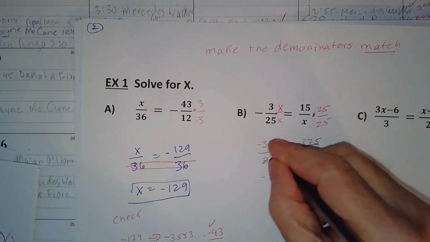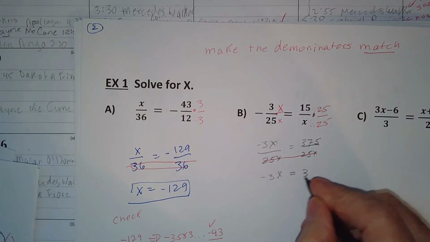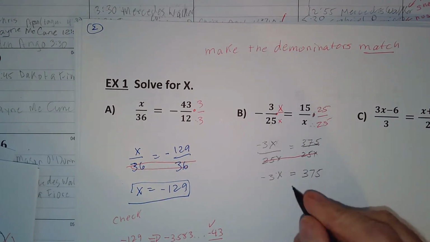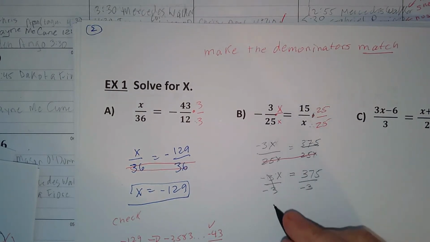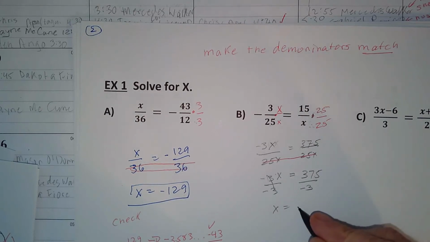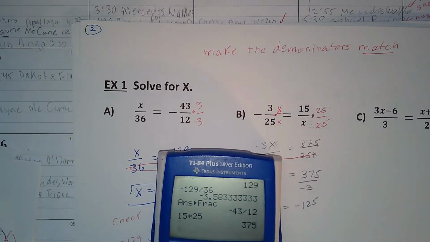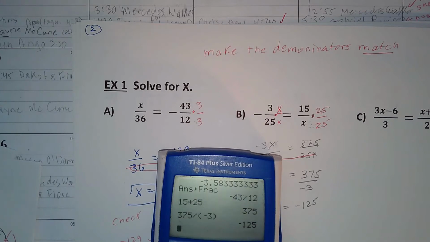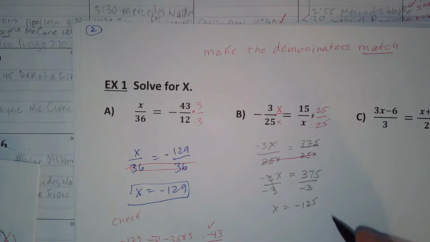Negative 3x equals 375. Divide by negative 3 on both sides, and I get x equals, I think that's negative 125. Let's take 375 divided by negative 3, and you get negative 125. Okay? So, another answer knocked out.